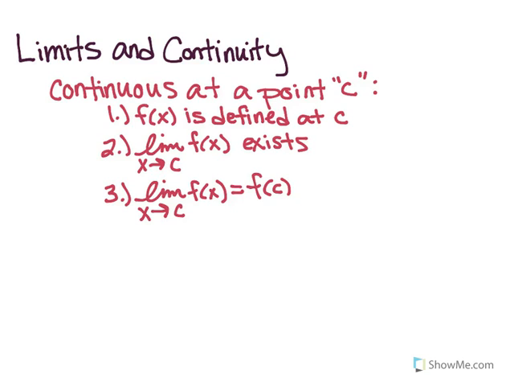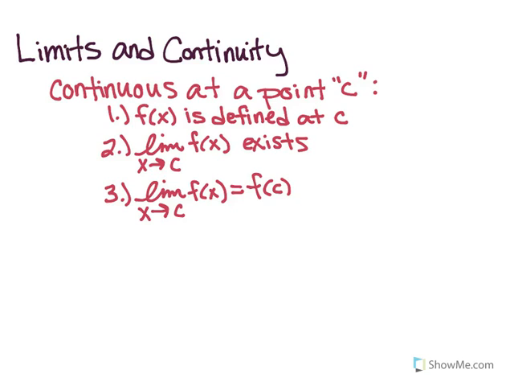In this video, we're going to talk about limits and continuity. So just to refresh our memories about continuity, if we're looking to see if our function is continuous at a point, we'll call it C, then these three things must be true. F of x has to be defined at C. In other words, for that x value, there's a corresponding y value that's actually defined.